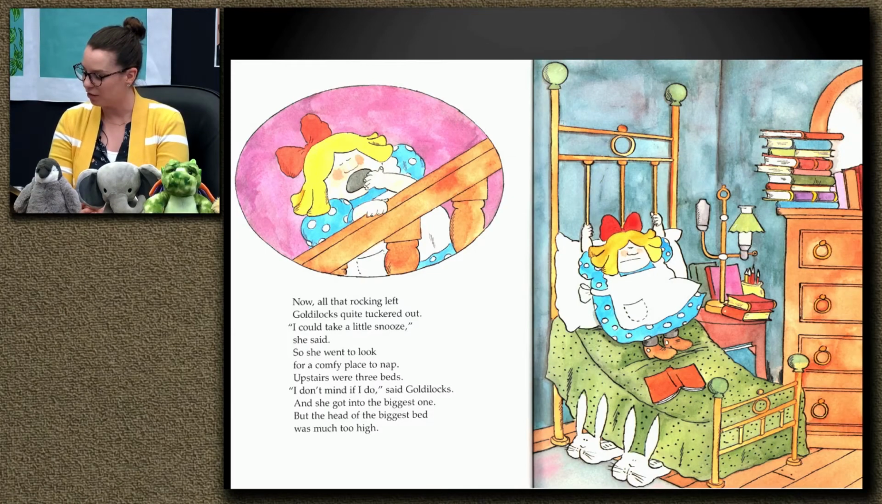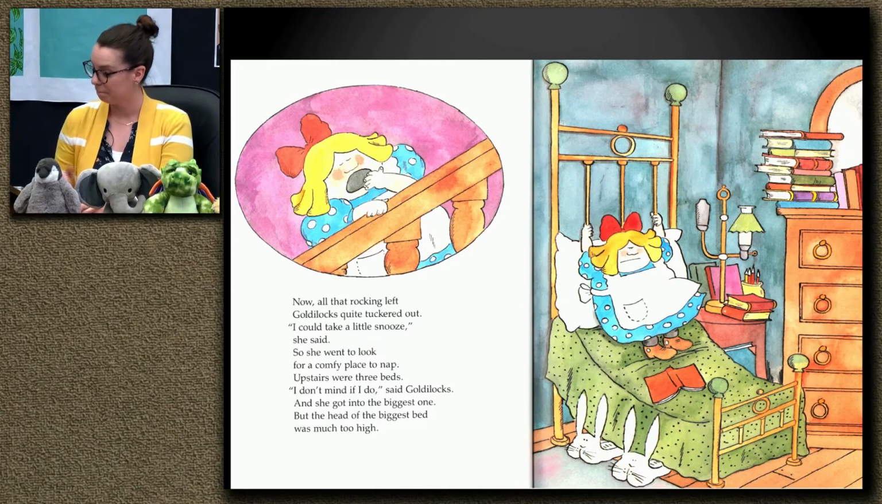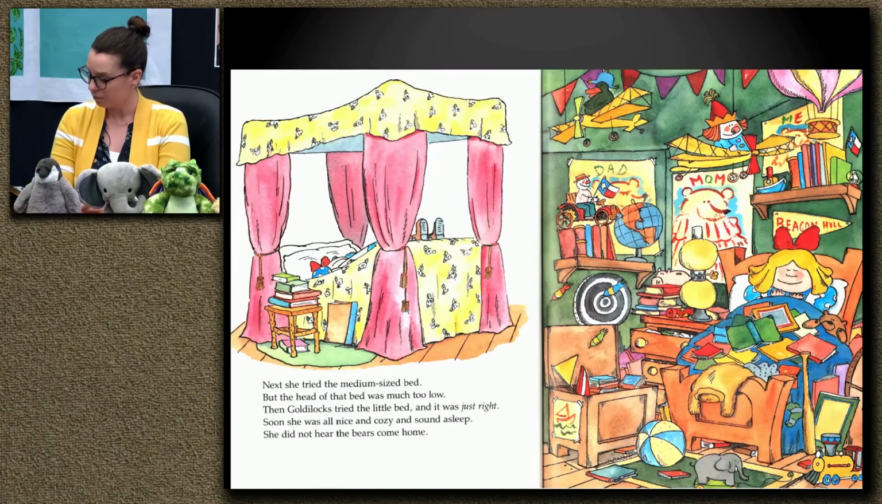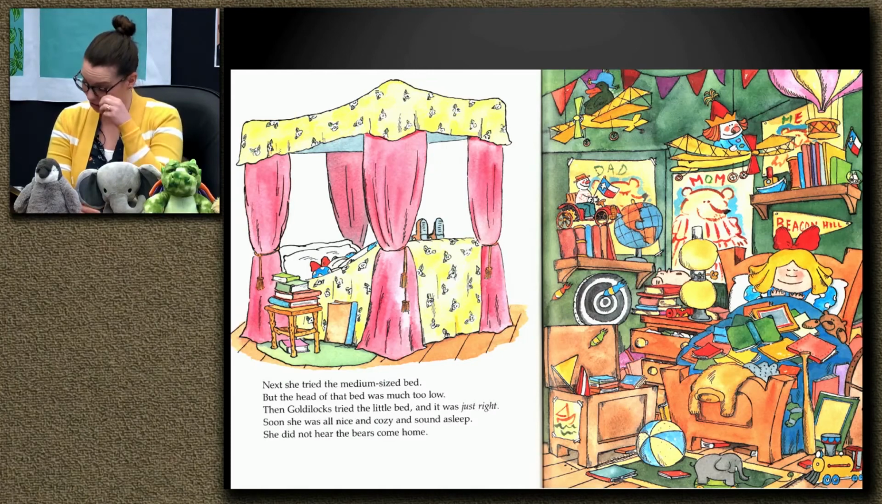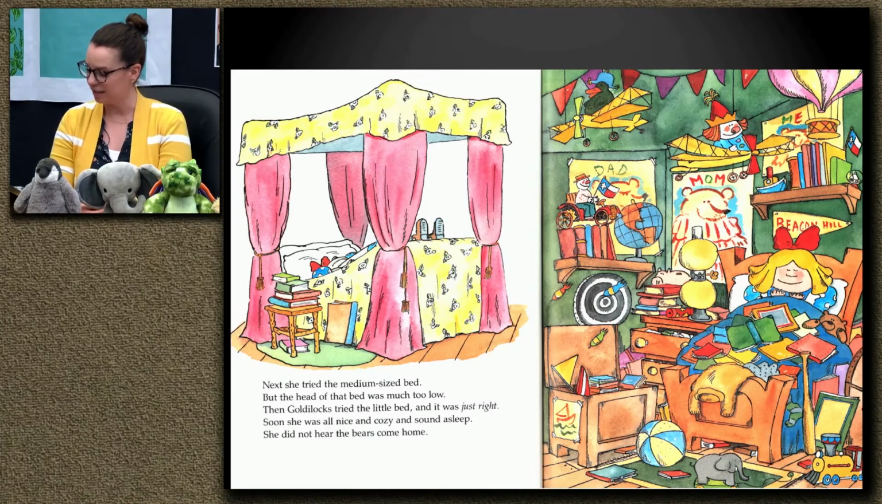So she went to look for a comfy place to nap. Upstairs were 3 beds. "I don't mind if I do," said Goldilocks. And she got into the biggest one, but the head of the biggest bed was much too high. Next, she tried the medium-sized bed, but the head of the bed was much too low. Then Goldilocks tried the little bed, and it was just right. Soon, she was all nice and cozy and sound asleep. She did not hear the bears come home.